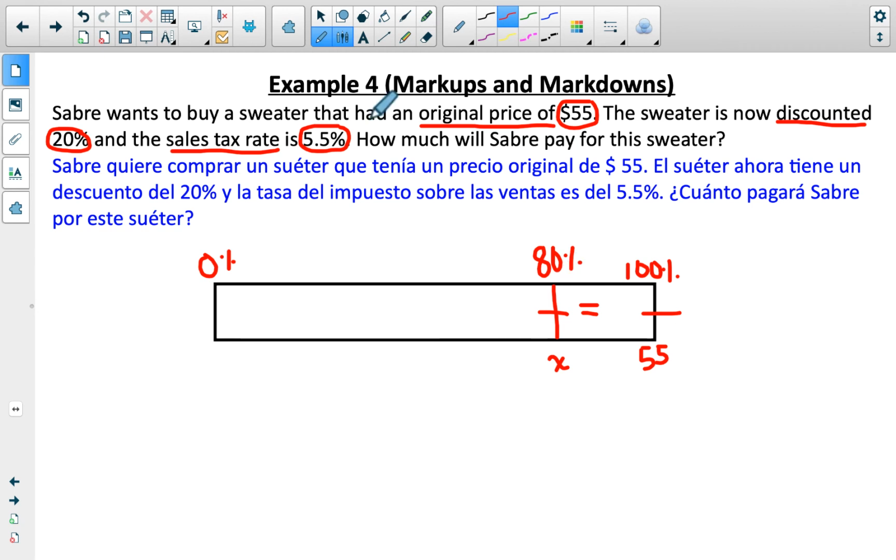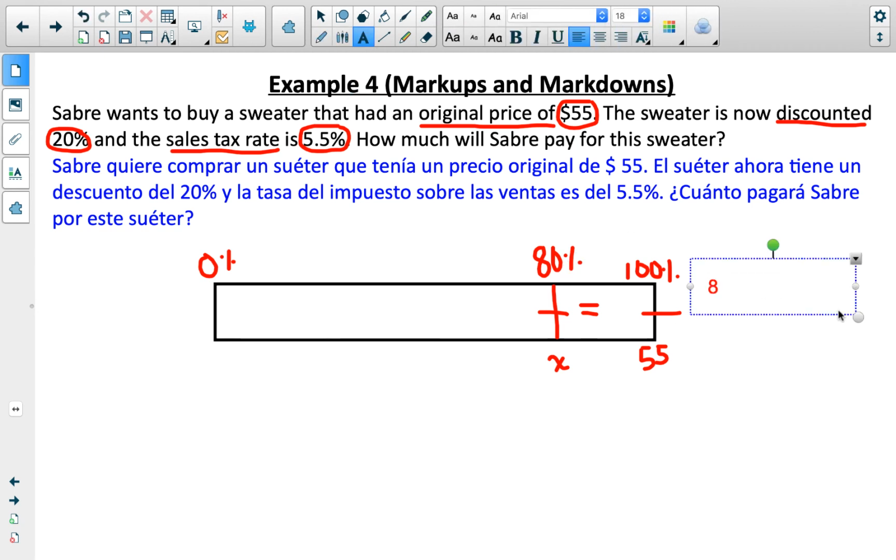We got our proportion. Okay, we're going to cross multiply. We're going to do 80 times 55, and that's going to equal 100x. Now, 80 times 55 is 4,400. Then I'm going to divide both sides by 100, and I get 44. So what this 44 means is 44 is the price after the 20% off. We saved $11, right? It's $11 cheaper because this is 44 instead of 55. So our discount is $11, but we end up paying $44.